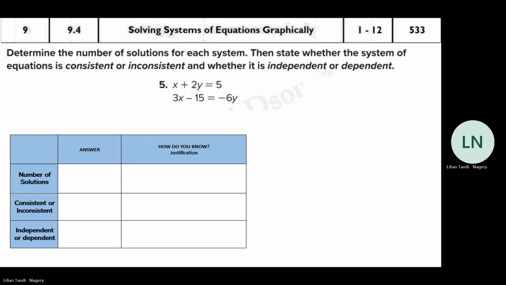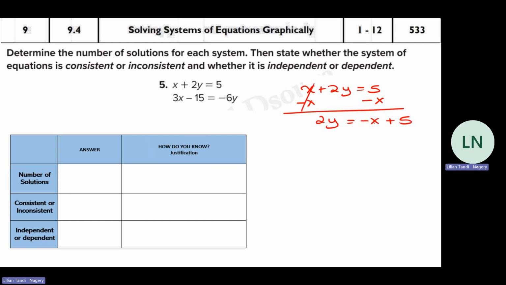Same thing. x plus 2y equals 5. Subtract x on both sides. So you have 2y equals negative x plus 5. Divide by 2 on all your terms: y equals negative half x plus 5 over 2. Okay? Then you do the other equation.